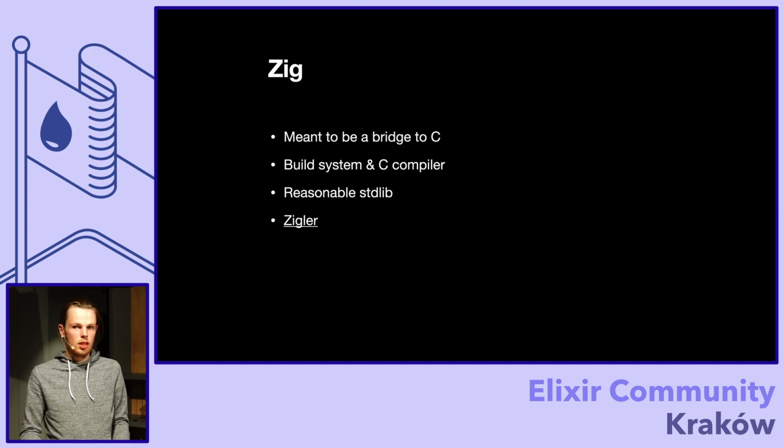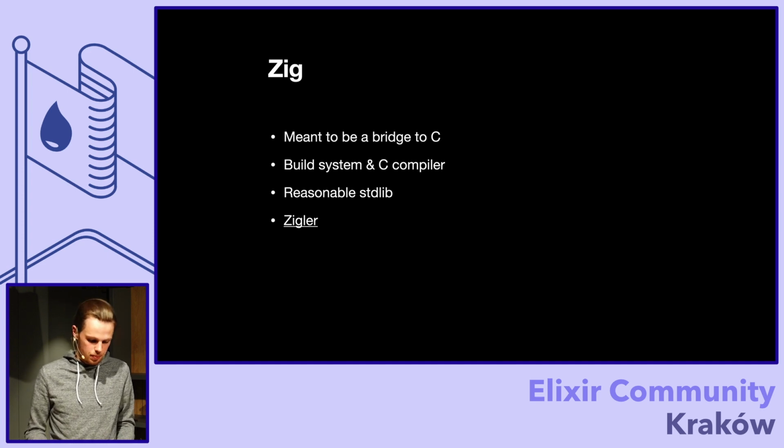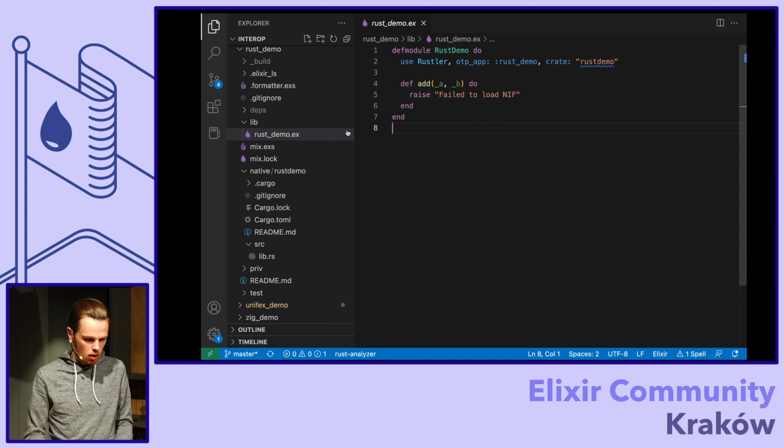Zig is a language that was created to be a bridge between various languages and C. It provides a build system and ships with a C compiler, so that you can compile and build everything with a single tool. Zig also has a reasonable standard library, which again is not present in C. And there is a tool called Ziggler that allows interoperability between BEAM and Zig. Let's see how it works.